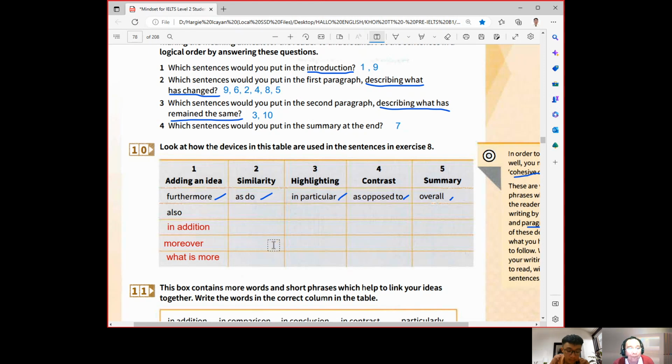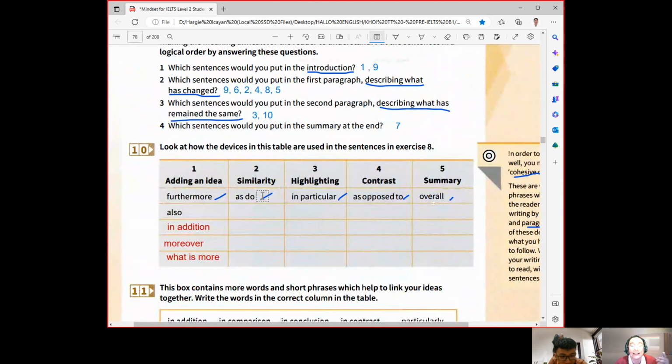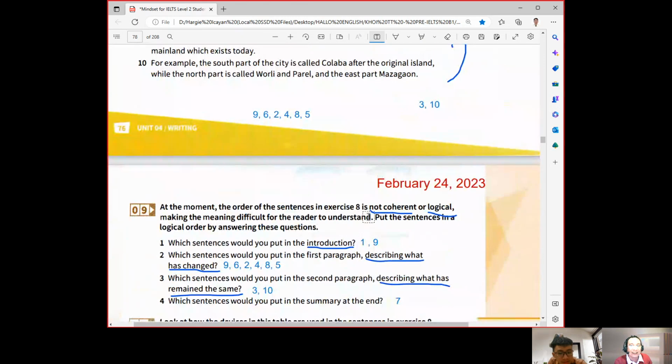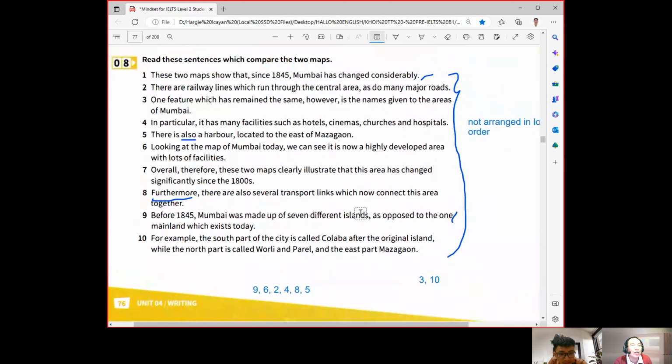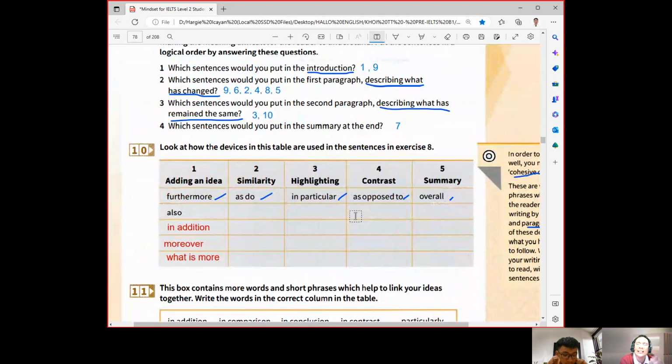Okay, next. What about similarity? So as do, that would be number 1. Okay, what else? Do we have others aside from that? Such as? No. Suggest is not making similarity, that's a suggestion, right? Considerably, no. We are not making that one a similarity. Similarity means the same, okay? Like as do, as, something like this, right?